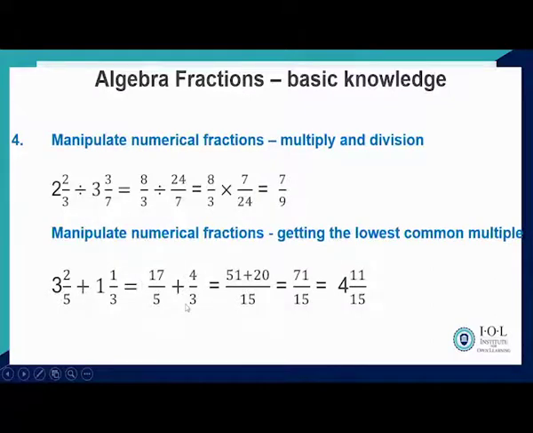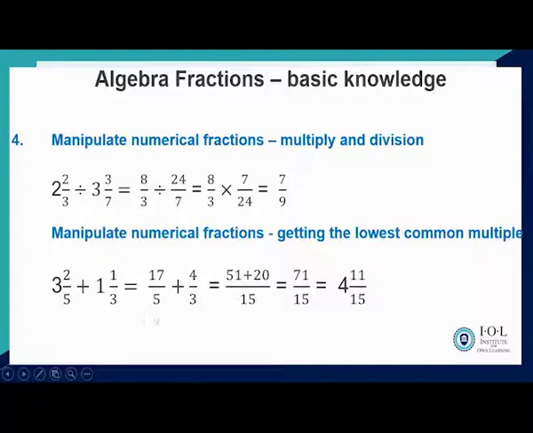Now, here comes the thing, because this is what you're going to apply in the algebra. You have to get a common denominator. What can 5 go into and 3 can go into also? That's a common multiple. What is my lowest common multiple, which is 15? So I make both of them 15. And I always say, what's missing at the bottom, you multiply on top. What's missing at the bottom, you multiply on top.